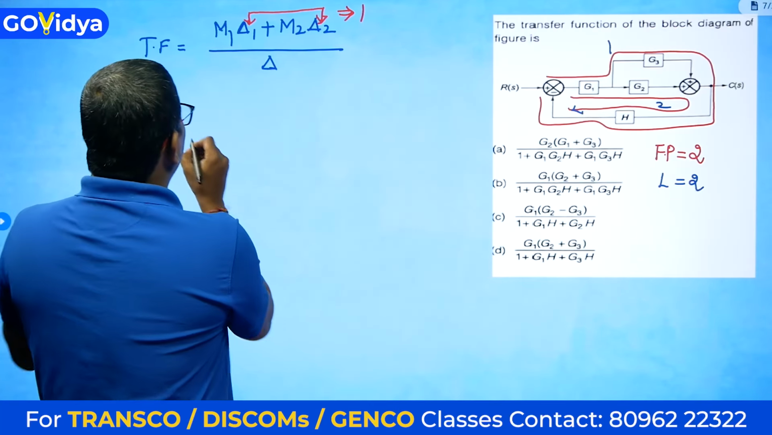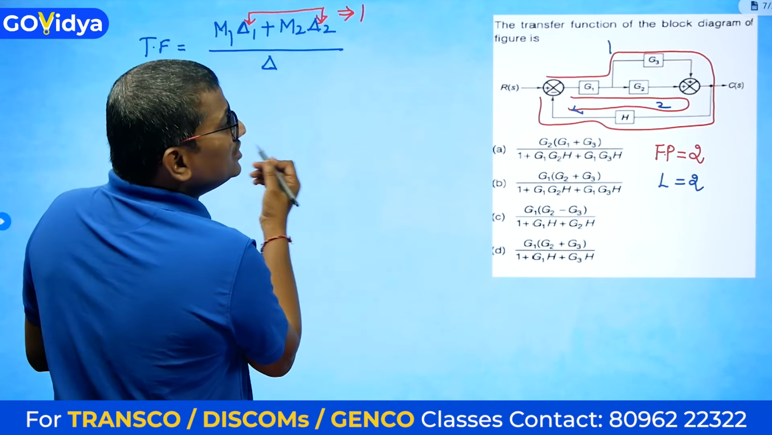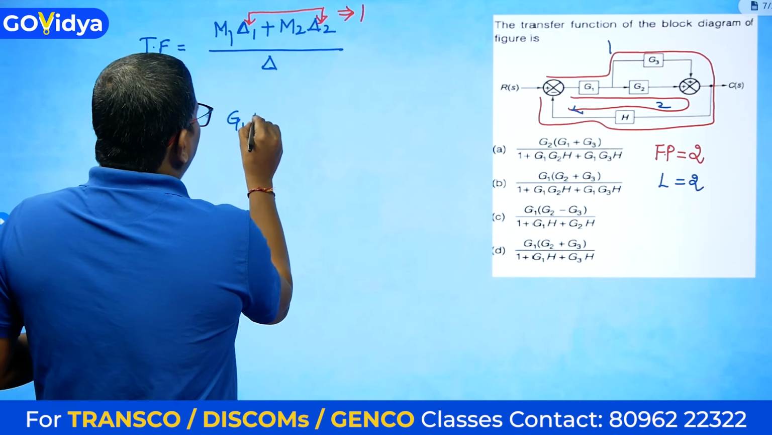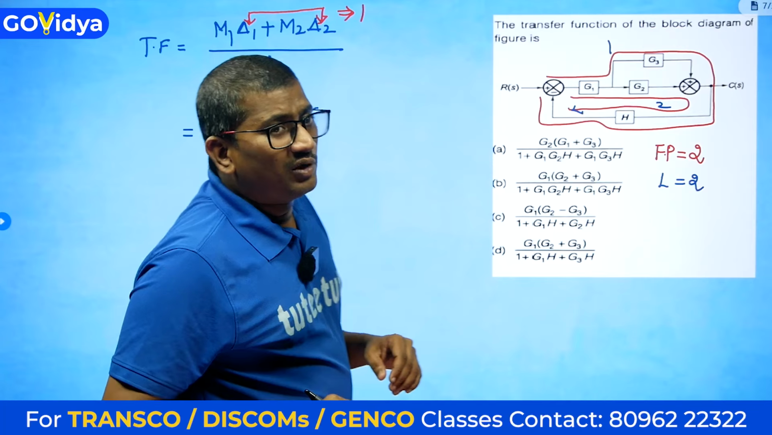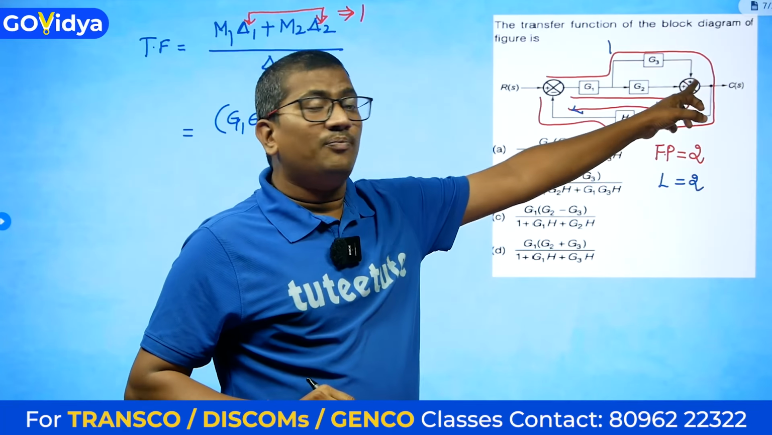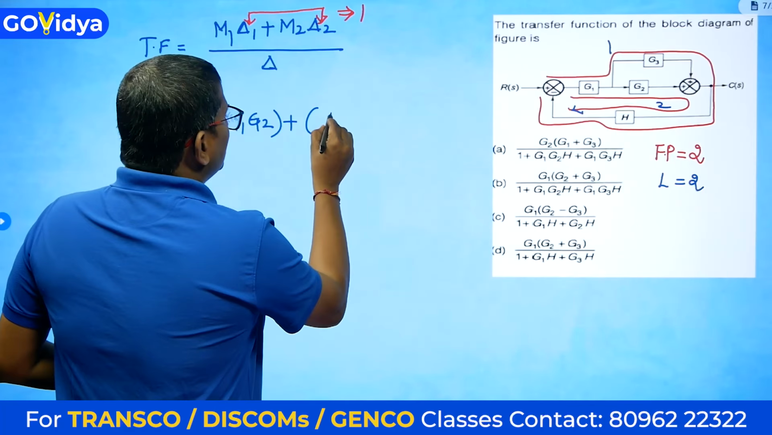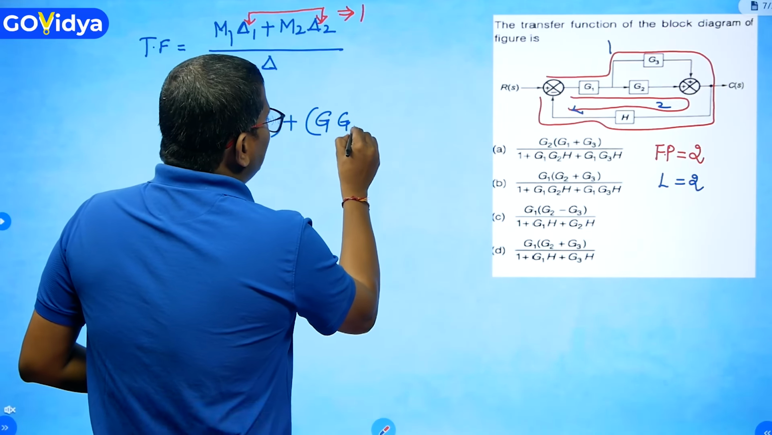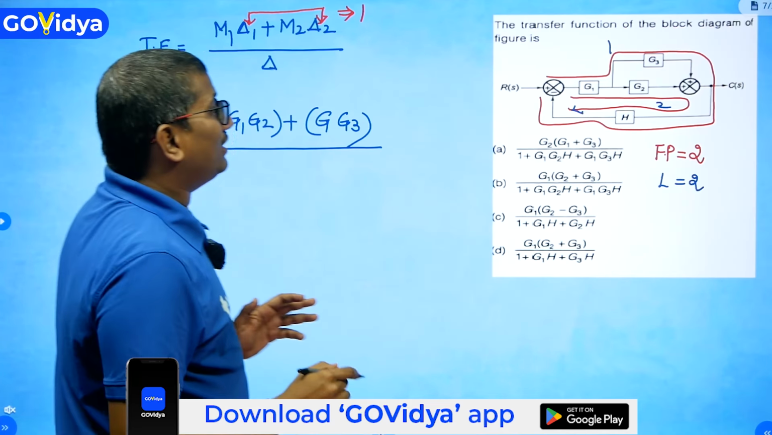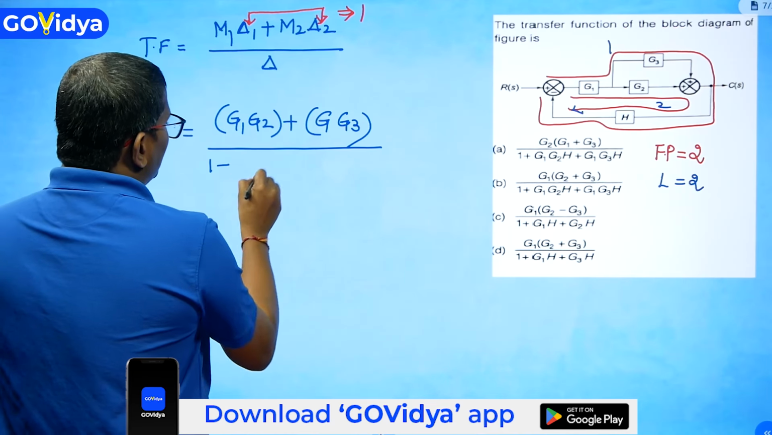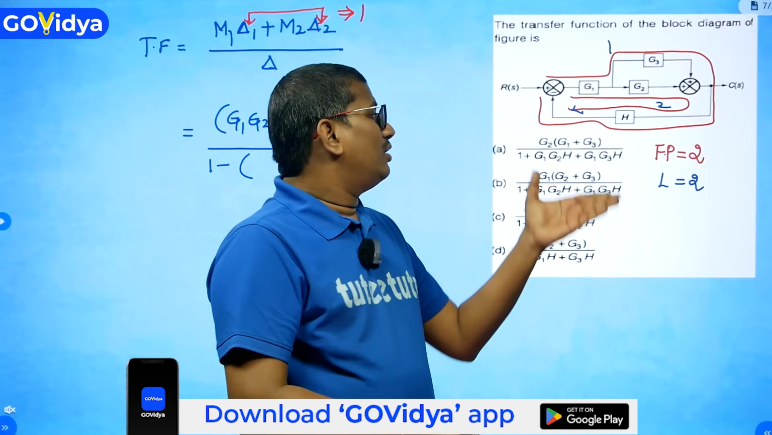So straight away I can write what M1 is here. The forward path gain of the first forward path is G1 G2, plus the second forward path gain, G1 G3. Both are positive only. Care must be taken when you have signs here. So M1 plus M2, whole divided by delta, that is 1 minus. Are there any non-touching loops? No. So we have to focus mostly on the individual loop gains.